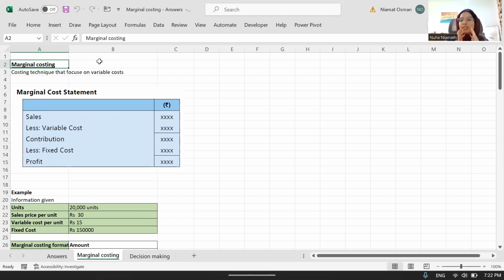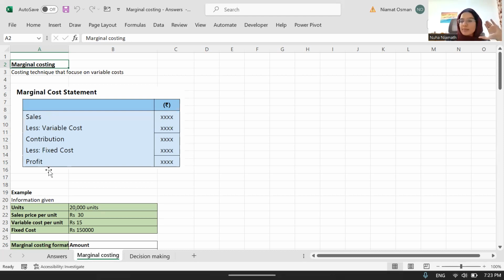Now, what is a marginal costing statement? This is the most important part of the chapter. Once you've understood this, all the questions will be easy to crack after that. It begins with sales less variable cost, which gives you something called the contribution. In other words, you can say your primary gross margin. Here we will call it a contribution. Sales minus variable cost is called a contribution. Then we reduce the fixed cost from this and then we will get the profit.